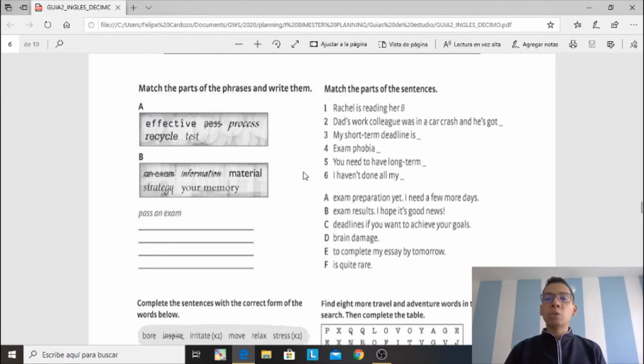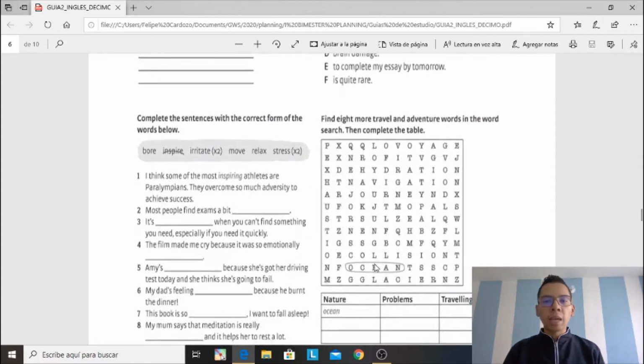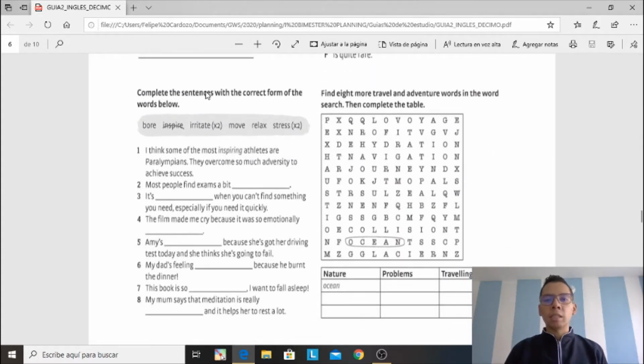Y vamos a hacer un ejercicio similar en la actividad que se encuentra a mano derecha, que dice match the parts of the sentences. Tenemos sentences from 1 up to 6 and sentences from A up to F. La idea es conectar las oraciones que se encuentran de 1 al 6 con las que están de la A a la F, ¿ok? After that, we are going to complete the sentences with the correct form of the words below. En este caso, vamos a completar estas 8 oraciones con las palabras que se encuentran acá. Si se dan cuenta, nos dicen X2, X2. Quiere decir que esas palabras se pueden utilizar 2 veces, ¿ok?